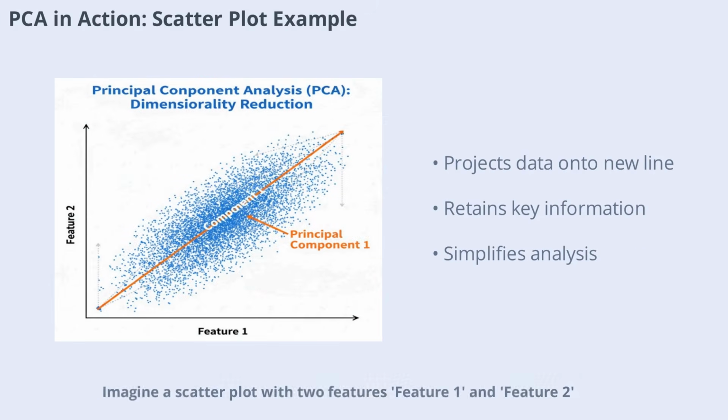Imagine a scatter plot with two features, feature 1 and feature 2, showing a strong linear correlation. PCA finds the principal component that best represents the data's variance. By projecting the original data onto this new line, you transform two-dimensional data into a one-dimensional representation. This dimensionality reduction retains essential information, with the principal component capturing most of the variance from both features.